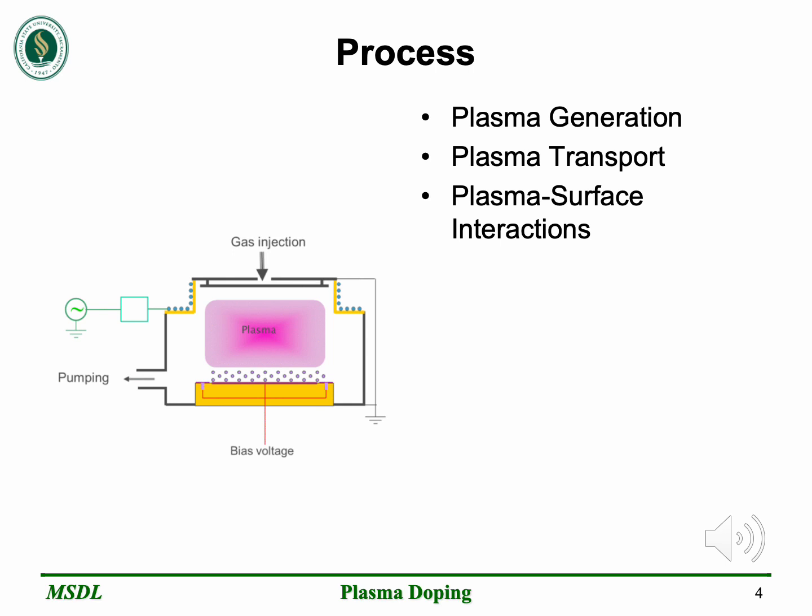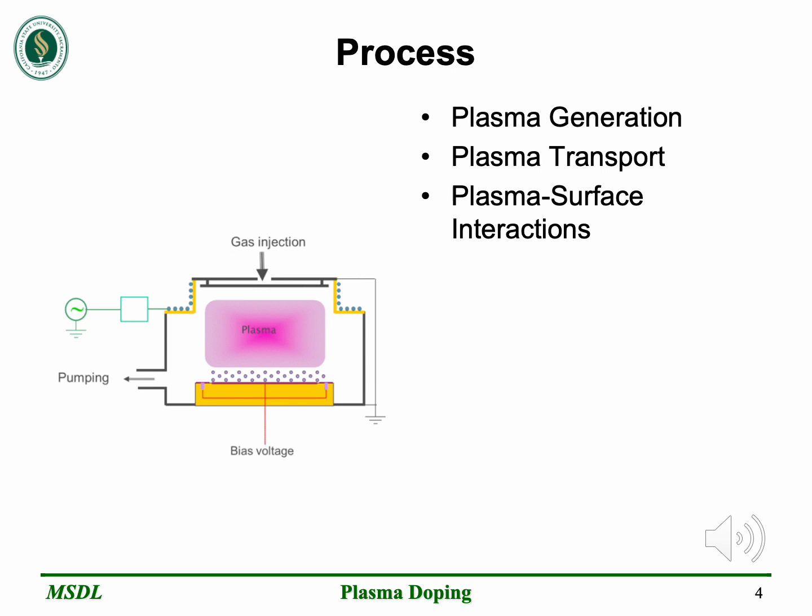In this step, the plasma is generated by introducing a gas into a chamber and ionizing it through the application of an electric field. This ionization process gives rise to a plasma containing ions, electrons, and neutral species. The plasma is then directed towards the semiconductor material that requires doping.